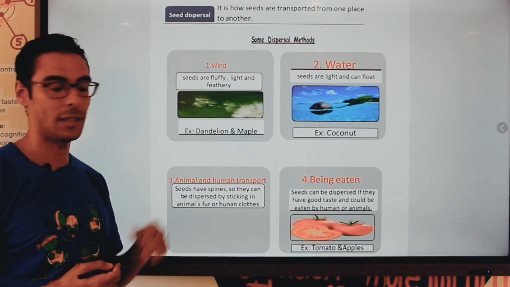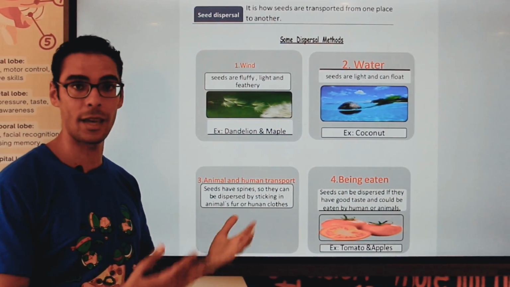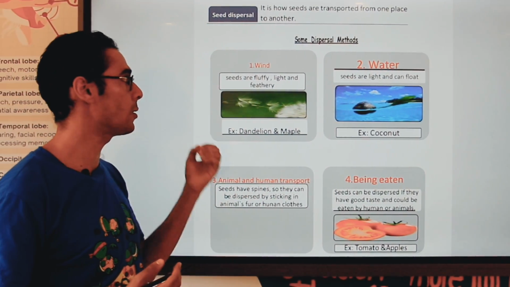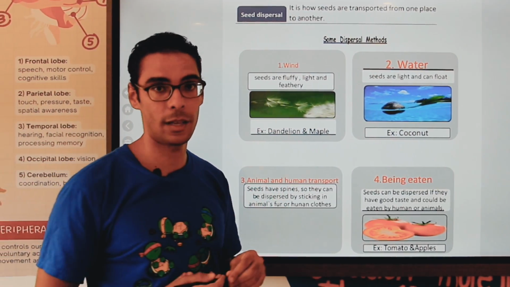with the dandelion, or the maple seeds. These are light seeds that move with the air. The air is enough to carry them because they are light, fluffy, and easy for the air to deliver.